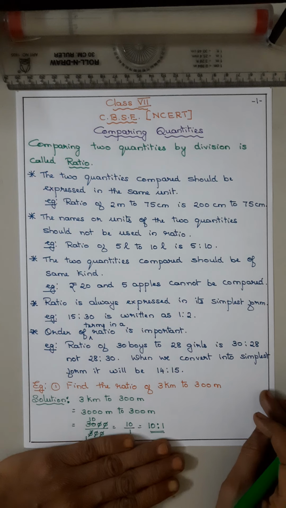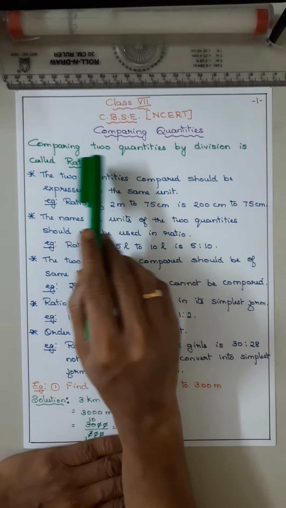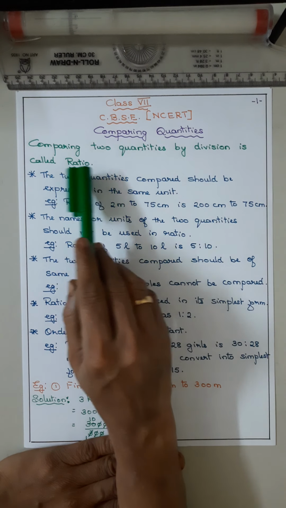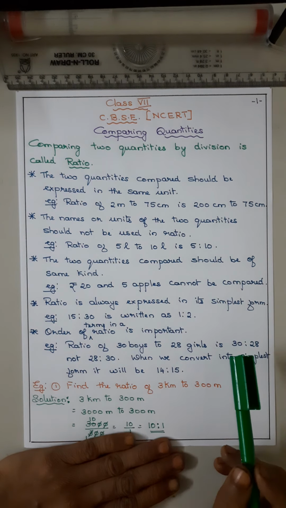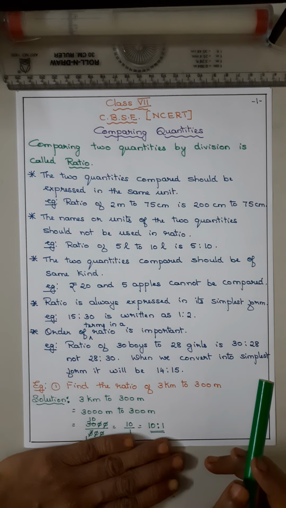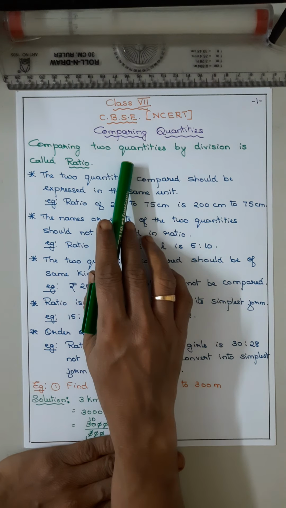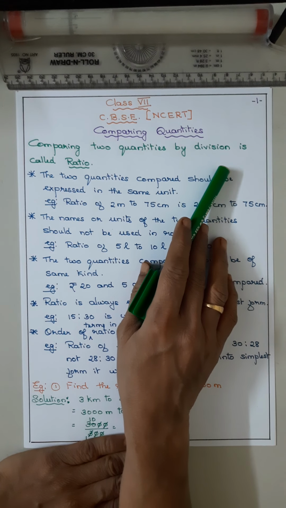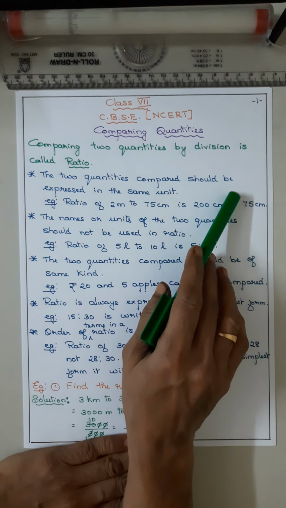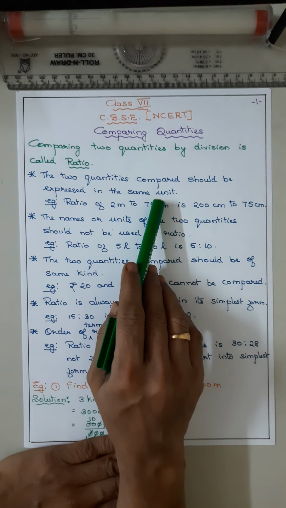Today we will discuss the lesson Comparing Quantities. Now, what is ratio? Comparing two quantities by division is called ratio. Last year you learned that a ratio means comparing two quantities by division. Now, the two quantities compared should be expressed in the same unit.